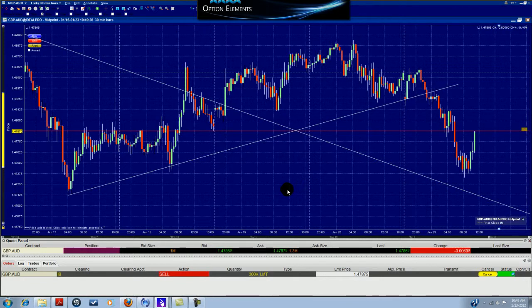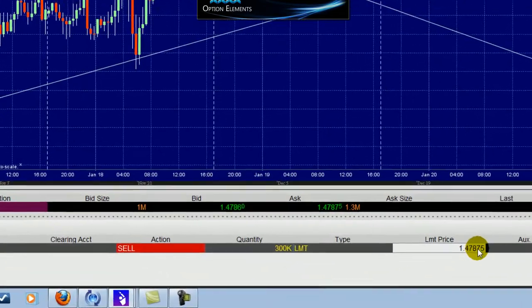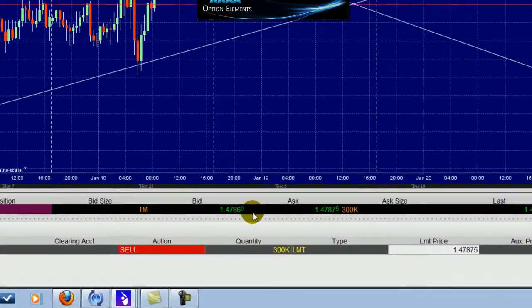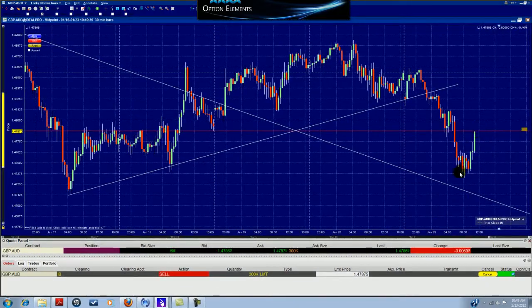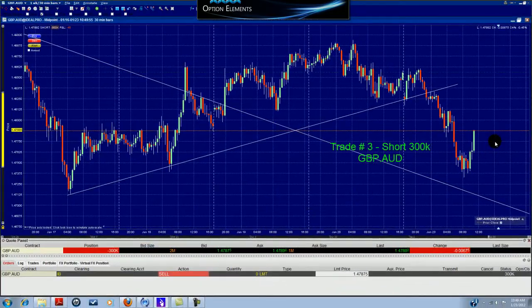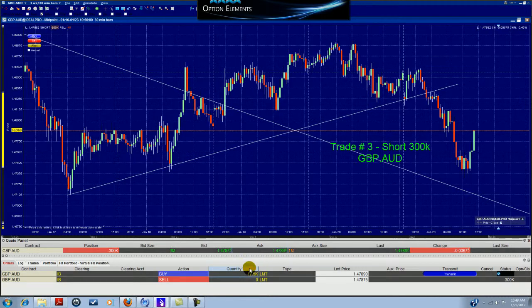We're getting close to being filled here on our British pound Australian dollar. We're sitting on the offer here at 87.5. There's our 300. As you can see, they're bidding at 86, so that's where we are right at the moment. Probably get filled here on this push. Okay, so we're short 300 of this pair. Put our buy order in.